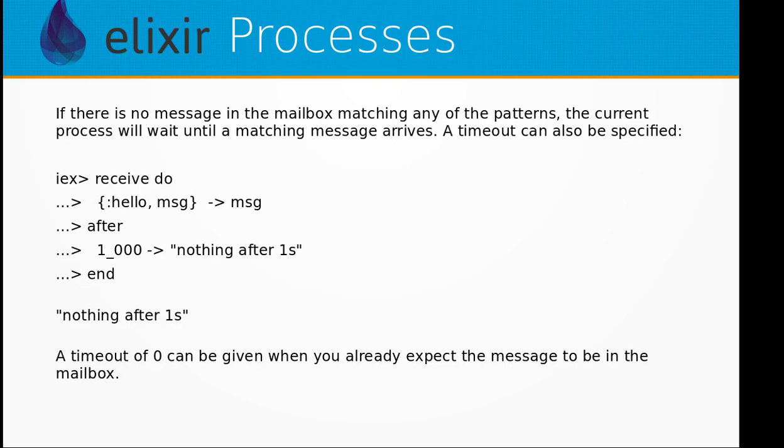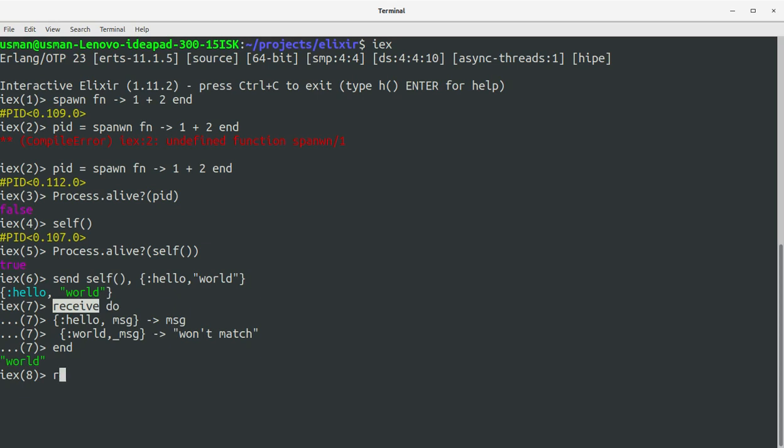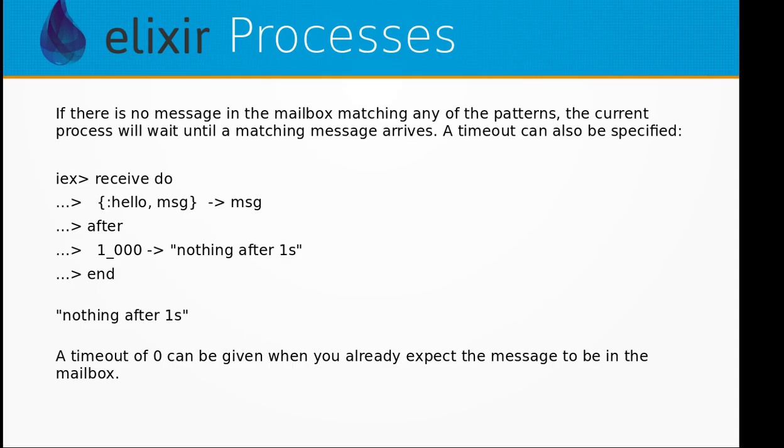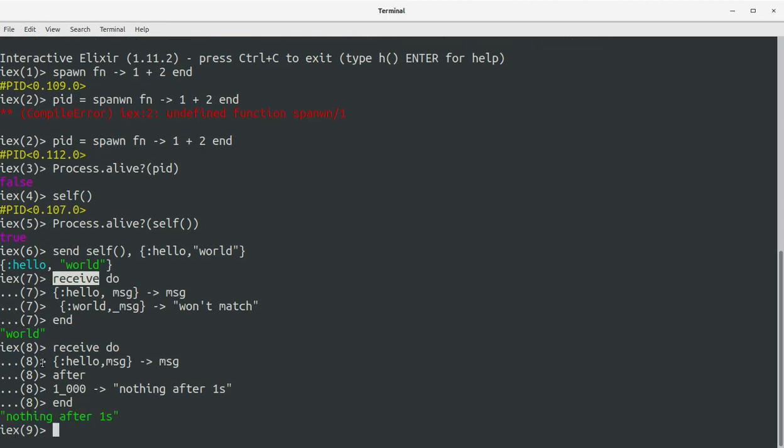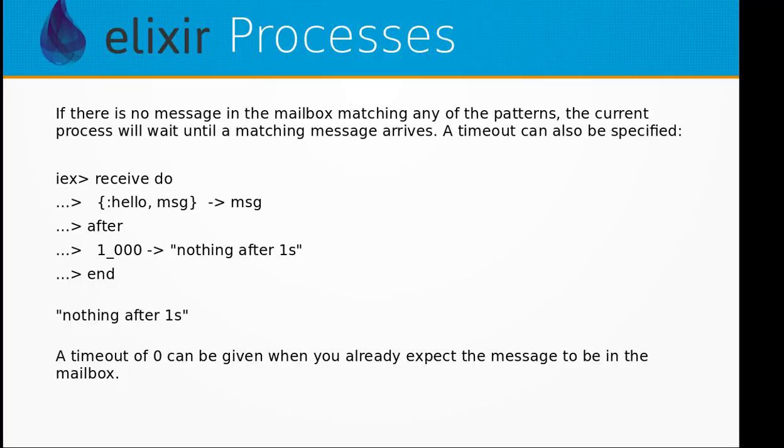If there is no message in the mailbox matching any of the patterns, the current process will wait until a matching message arrives. A timeout can also be specified. Receive do {:hello, msg} -> msg after 1000 -> "nothing after one second" end. So the receive function checked the mailbox of the current process and gave us the output "nothing after one second". A timeout of 0 can be given when you already expect the message to be in the mailbox.